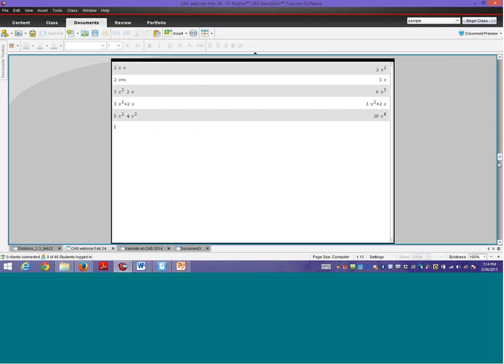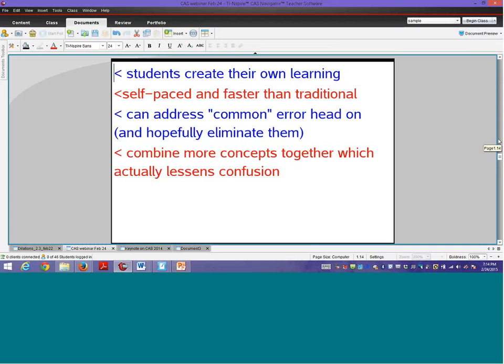And go on to the next page. So by doing things like this, and this is just one example, and I know I went quickly, but hopefully you can see the impact, the big picture on this. But what happens is students create their own learning and hopefully correct learning. It is self-paced, and actually I've seen that students understand things faster, and you go faster than you traditionally would.